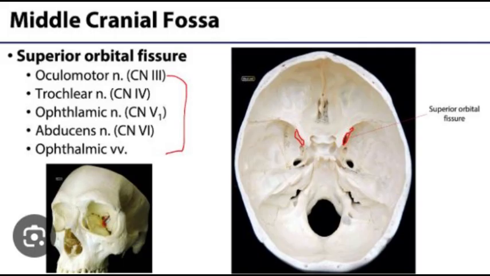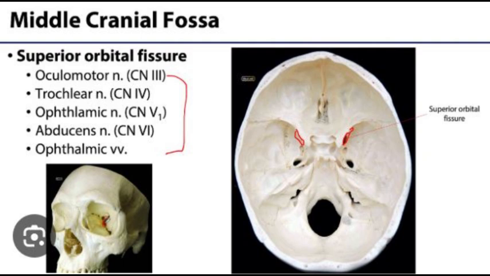Now the next one is a group of nerves. We have cranial nerve number 3, which is our oculomotor nerve, cranial nerve number 4, our trochlear nerve, and V1, the first division of the trigeminal nerve, and also cranial nerve number 6, which is the abducent nerve. Now all these nerves pass through the superior orbital fissure.